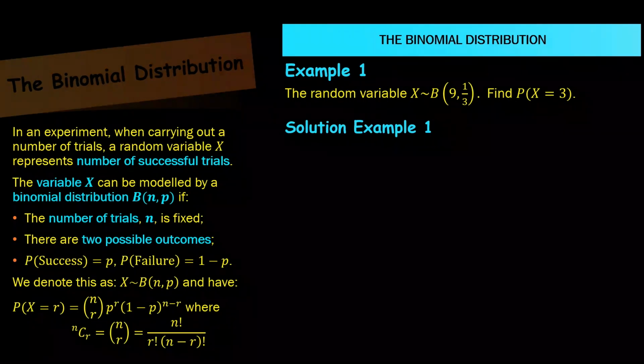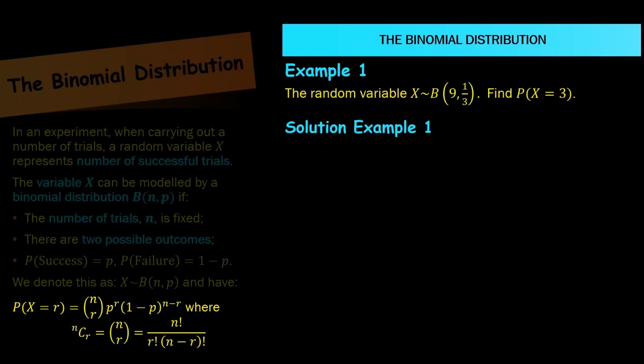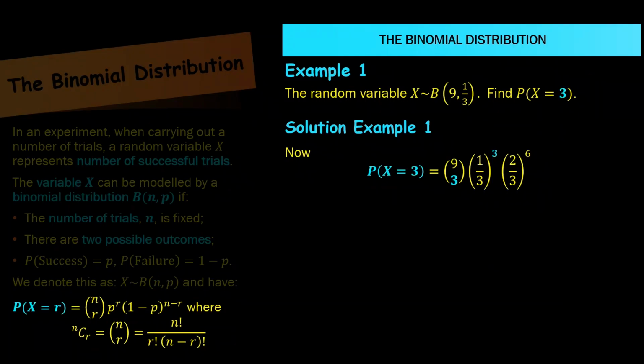So let's solve this. We're going to use this highlighted formula. Applying it, we have the probability that x equals 3 equals 9 choose 3 times 1/3 to the power 3, where of course 1/3 comes from p equals 1/3, multiplied by 2/3 from 1 minus p to the power 6, which comes from 9 minus 3, or n minus r.